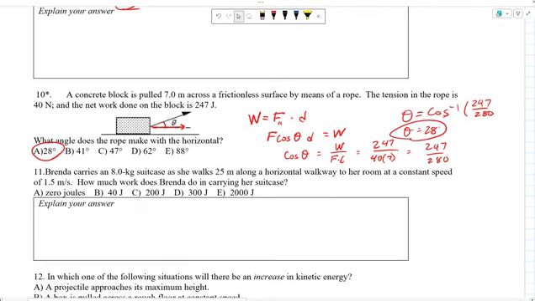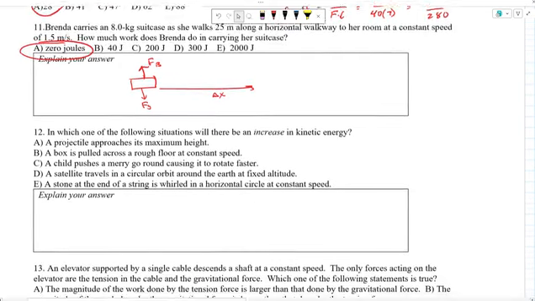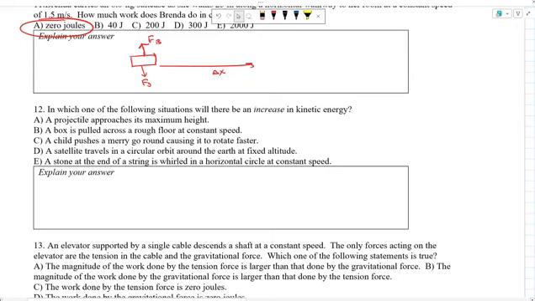Brenda is carrying a suitcase as she walks along a horizontal walkway to her room. So if we look at the suitcase, we have the force of Brenda and the force of gravity because she's holding it, and then our delta x of 25 meters is in that direction. Because Brenda's force is up and the displacement is over, they are perpendicular to each other. And even though Brenda is exerting effort and burning energy, she's doing 0 joules of mechanical work as we define it here.